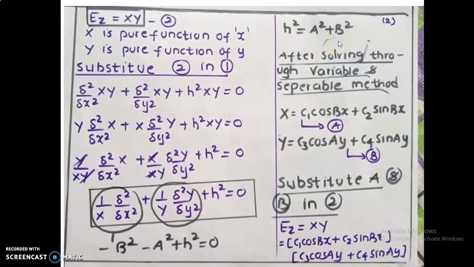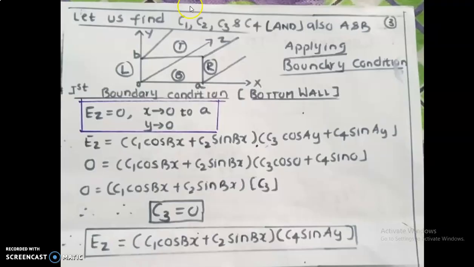Next, we have to solve capital X and capital Y using the variable separable method. In that, the final equation we got is for capital X and capital Y. Here our main goal is to find C1, C2, C3, C4 if possible, and capital A and capital B; that is our destination. Once you get all these values, you substitute them in X and Y, and that can be represented as Ez. So now capital X and capital Y are replaced with this. The next step is to find C1, C2, C3 and C4, and also capital A and capital B.